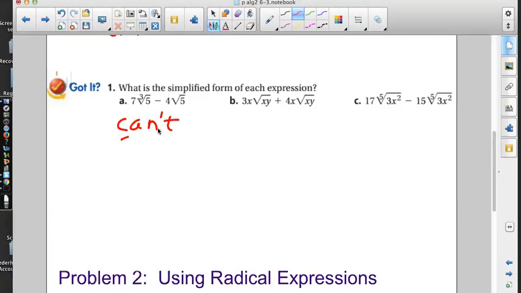Can't simplify. Why not? Yeah, the index is different. The radicand, again, they're kind of baiting us. We look up there and we go, oh, it's got a 5 under it. Everything's good, but we also have to check the index.